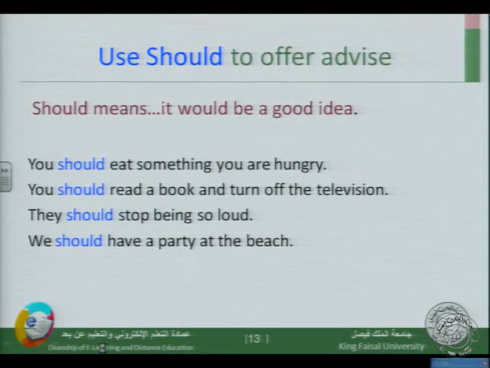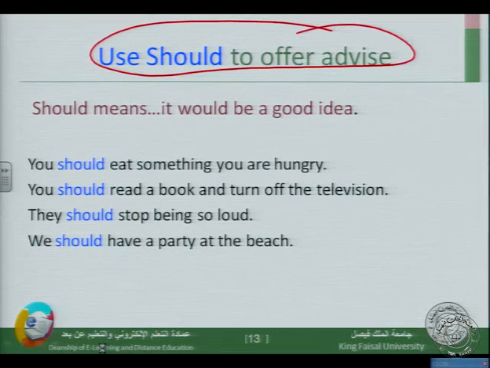You should use should to offer advice, and we have talked about this one last class, right? And at the beginning of this class we talked about how to give advice. Should means it would be a good idea for you to do something. You should eat something when you are hungry. Okay? You should eat something when you are hungry.